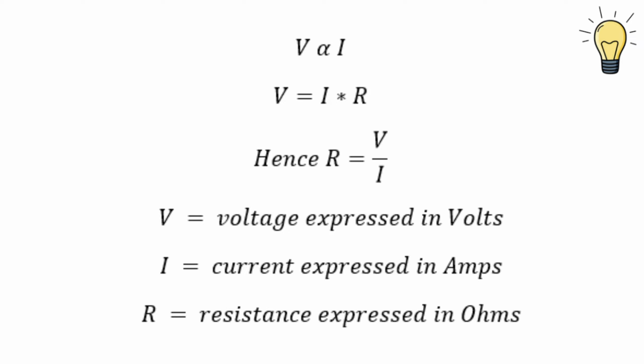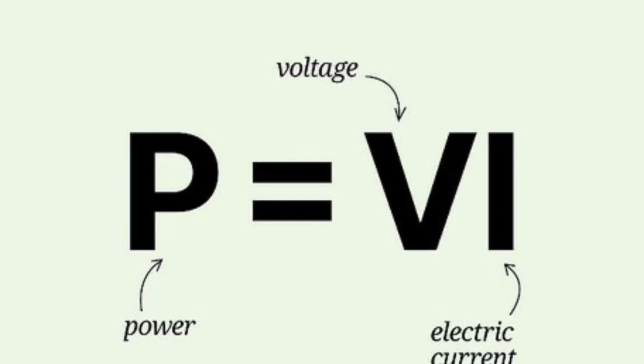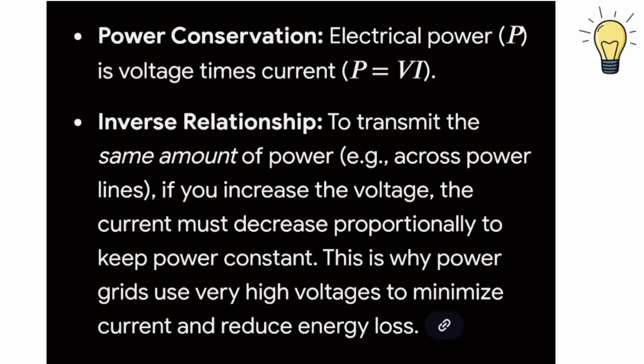However, in complex systems like power grids or with certain devices like motors, increasing the voltage might be done to reduce the current for efficiency purposes, requiring an inverse relationship to deliver the same power, that is P equals VI, which is the formula for power.